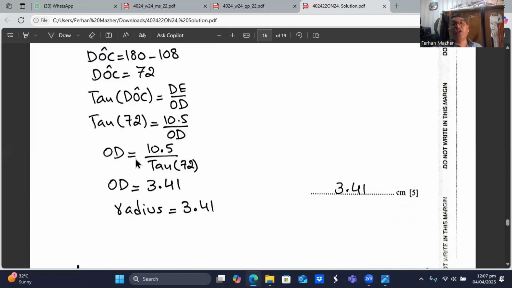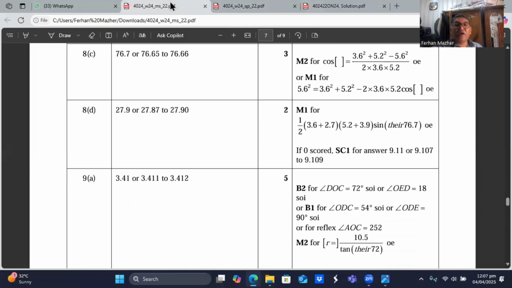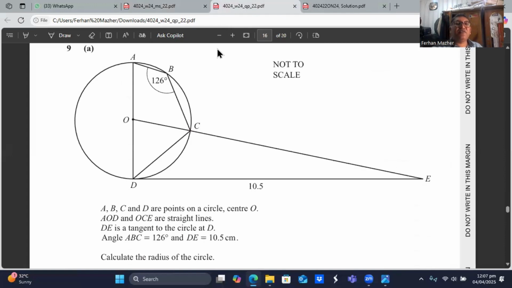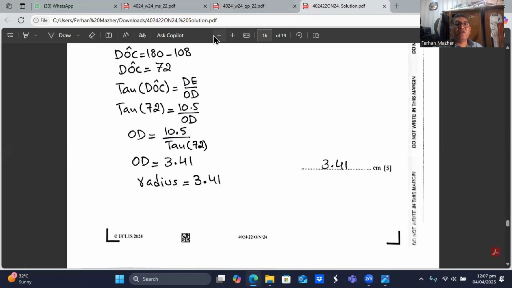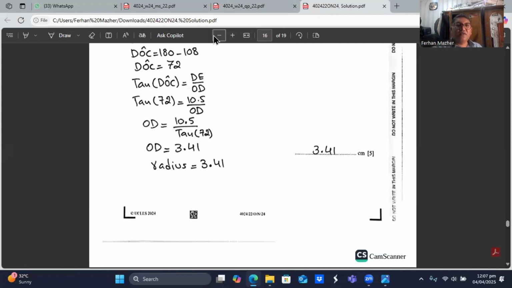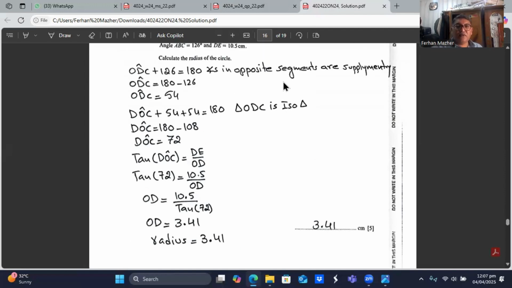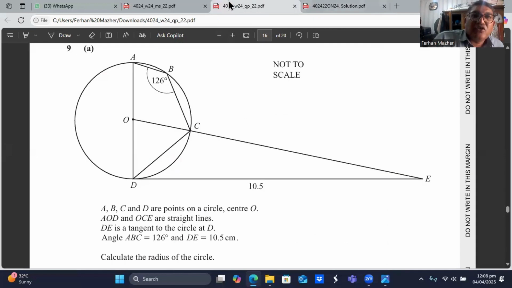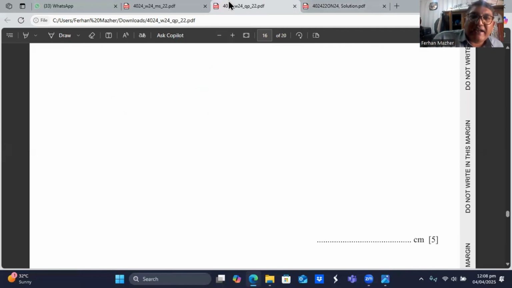So the radius, OD is basically the radius. So the radius is 3.41. And I think our answer is right. Let me reduce the size so you can see this whole thing together. Okay, so this is how this is done. I hope you understand.